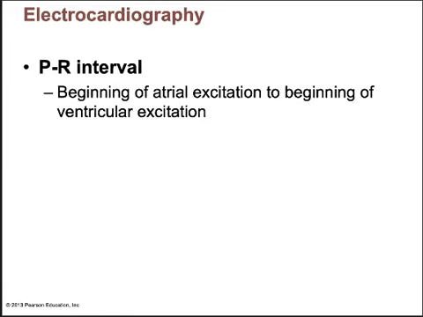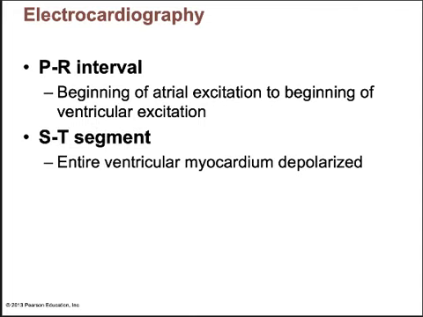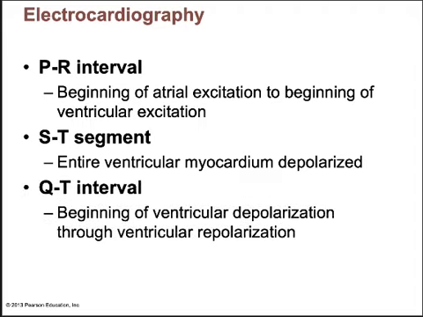The PR interval is measured as the beginning of atrial excitation to the beginning of ventricular excitation, while the ST segment is the entire ventricular myocardium depolarized, and the QT interval is from the beginning of ventricular depolarization through ventricular repolarization. Okay, and there are certain time signatures that go with each of those intervals that are addressed in the lab podcast.